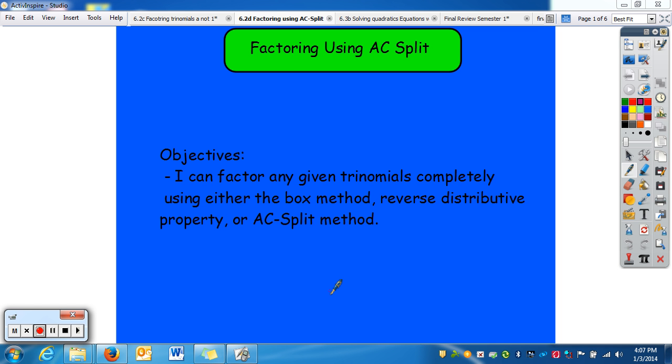So in this last factoring video, we're going to factor using AC split, which is a different method of how to factor, and it kind of gives you a guarantee that you're going to get the answer every time. It is more of a procedure to get the two factors, or maybe more. It suggests that you can factor any given trinomial completely either using the box method, reverse distribution property, or the AC split method.